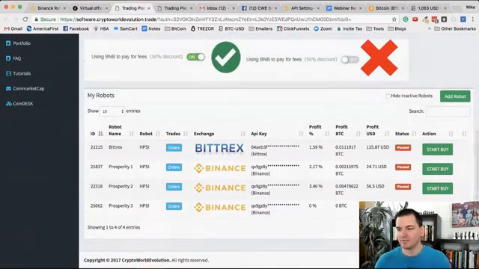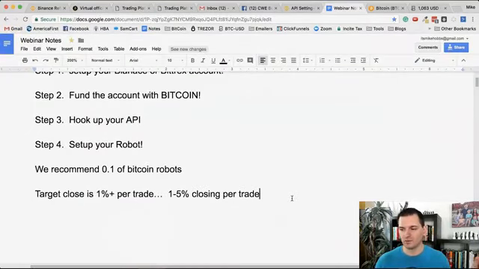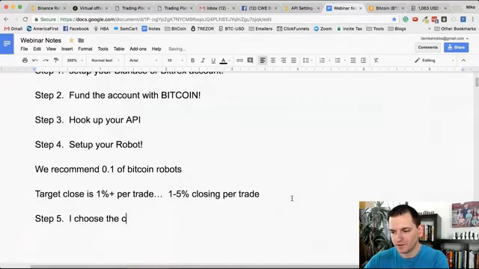All right, so there it is. It's pending. It's going to be pending until it starts. So here's what I do next. So that was step 4. So you could just let it go if you want now and you're done. But I actually take it a step further. Step 5, I choose the coins I like.